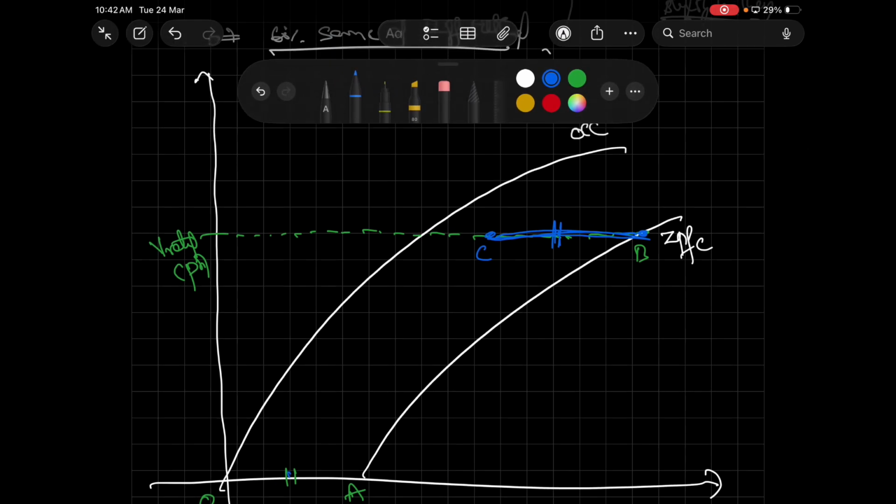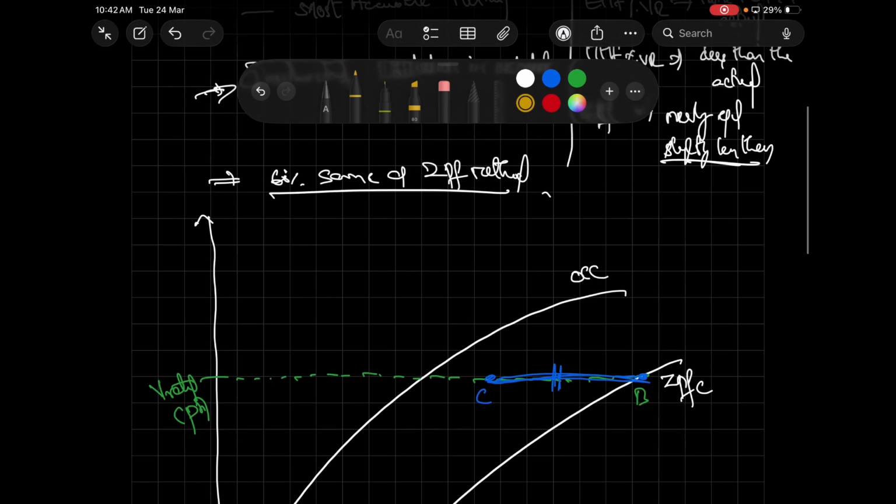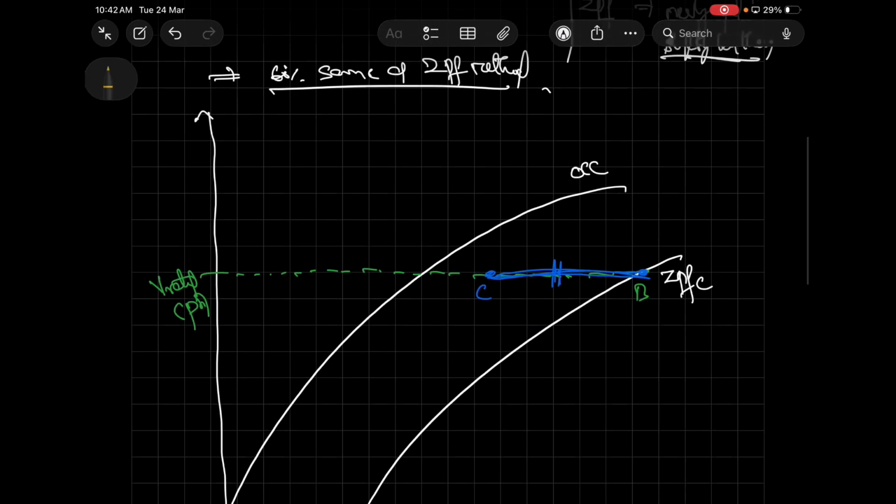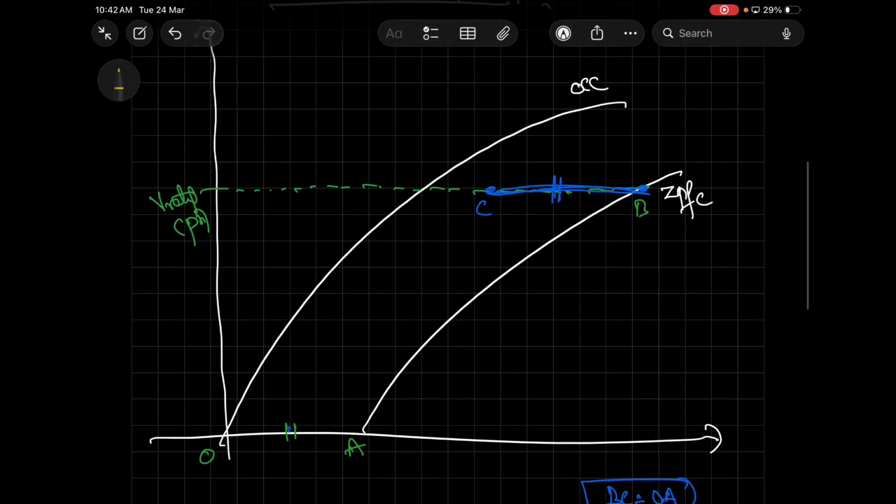And next, what are we supposed to do? Draw a tangent to OCC. This I am calling the air gap line here. Now what should I do here? From point C, draw a line such that it is parallel to the air gap line. It should be parallel to the air gap line, okay.